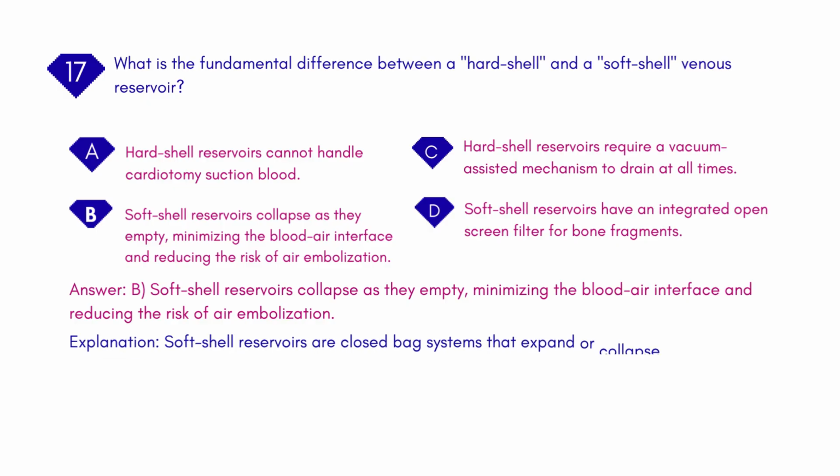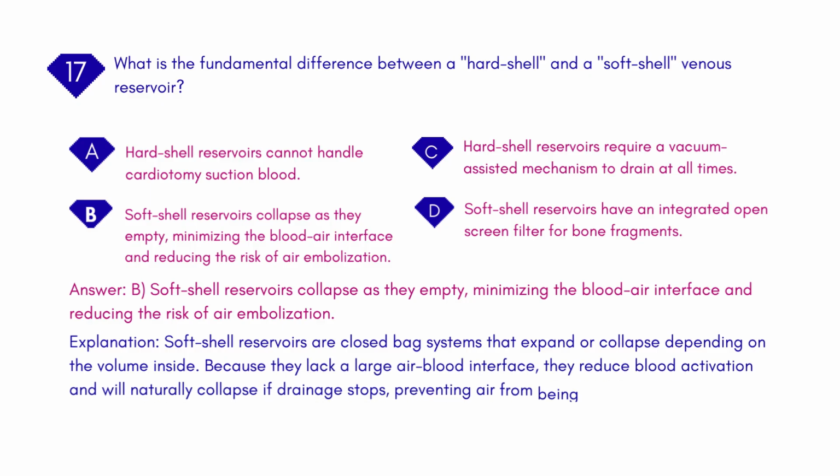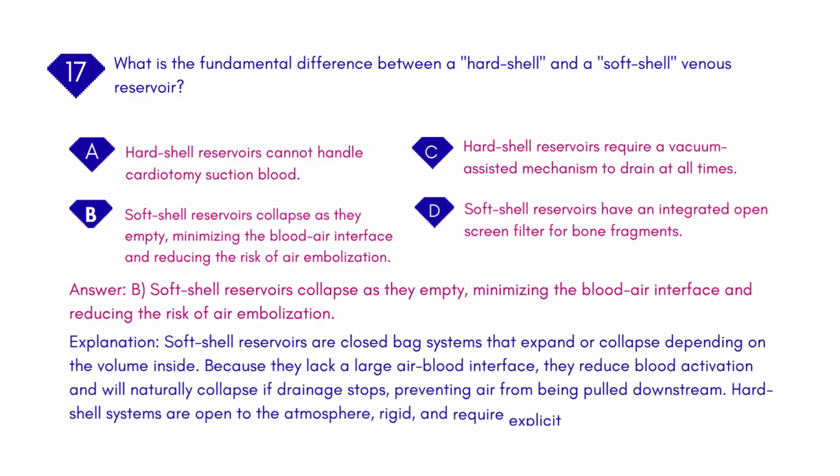Explanation: soft shell reservoirs are closed bag systems that expand or collapse depending on the volume inside. Because they lack a large air-blood interface, they reduce blood activation and will naturally collapse if drainage stops, preventing air from being pulled downstream. Hard shell systems are open to the atmosphere, rigid, and require explicit level monitoring.